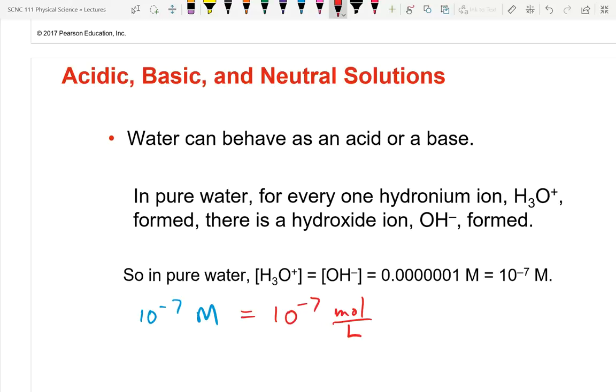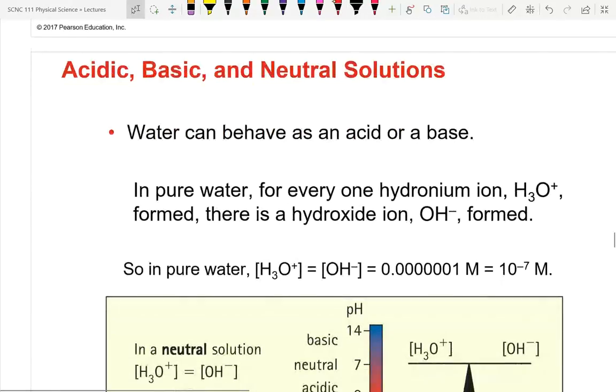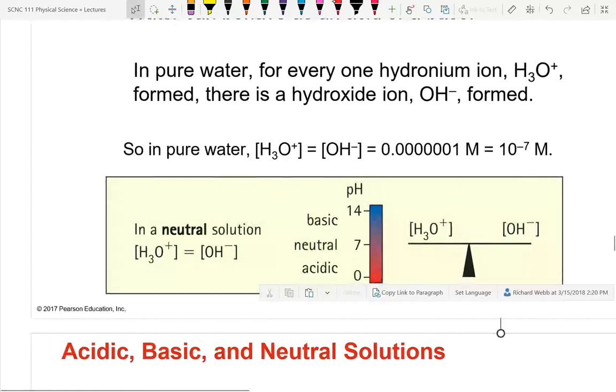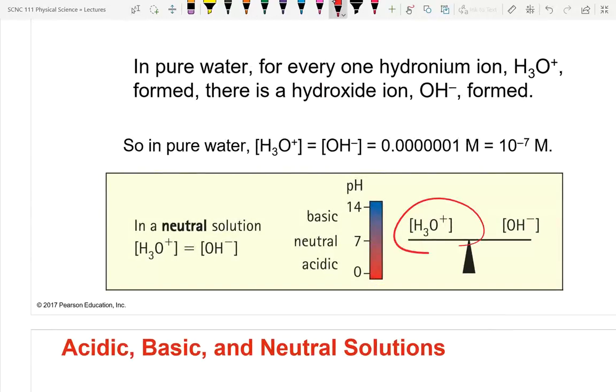This is a very low molarity, very low concentration. To determine if something's an acid or a base, we look at the concentration of hydronium compared to hydroxide. And if you have more hydronium, what is that going to do to the hydroxide? Are they going to go up together, or is one going to go up and the other go down? Okay, one goes up, and the other goes down.